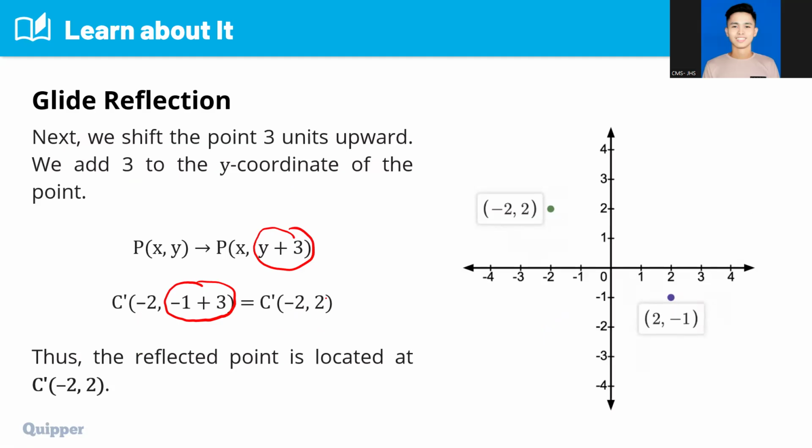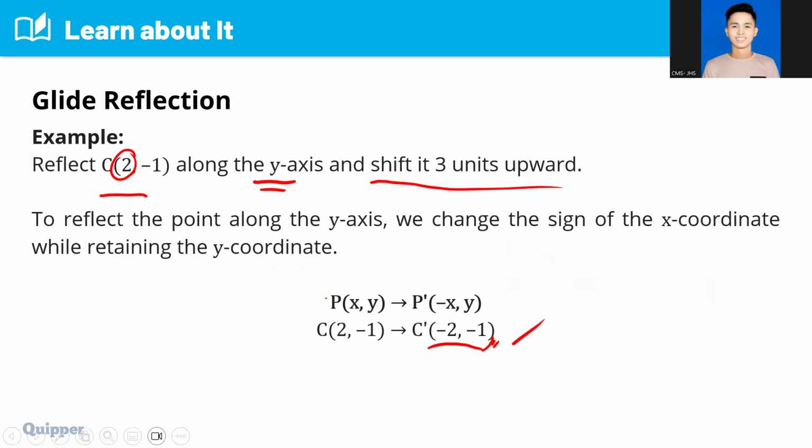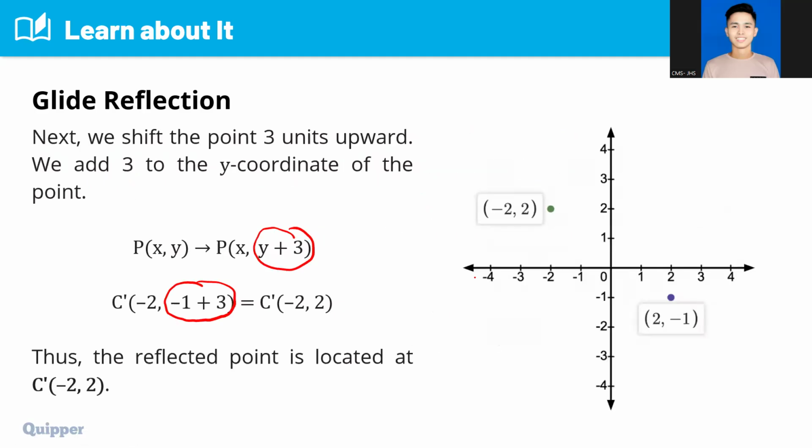Is that clear? We first reflected, so we flip the sign of the x coordinate. The original given is (2, -1). It becomes (-2, -1). And then there's an additional instruction that we need to shift 3 units upward. So you need to add 3 here. From (-2, -1), it will now become (-2, 2). Again, I hope that's clear.